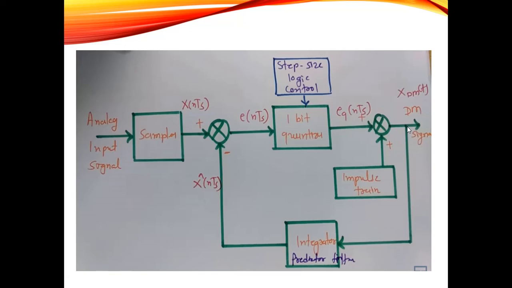That output is called the delta modulation output. In the case of ADM, only one additional block is provided and that block is called the step size logic control. But this is the complete flow of the delta modulation. That delta modulation output is again applied to the integrator and predictor circuitry. They get compared, it produces the error, and by comparing it with the impulse train, it produces the delta modulation output. In ADM, we need to add one block and that block is called the step size logic control. With delta modulation, this block is not needed in the system.